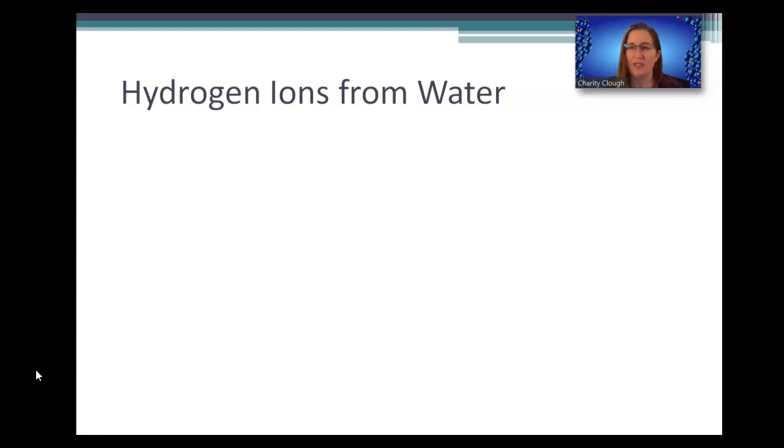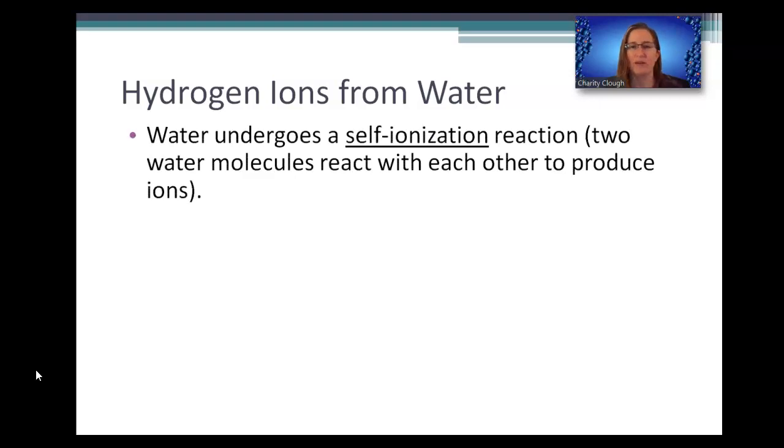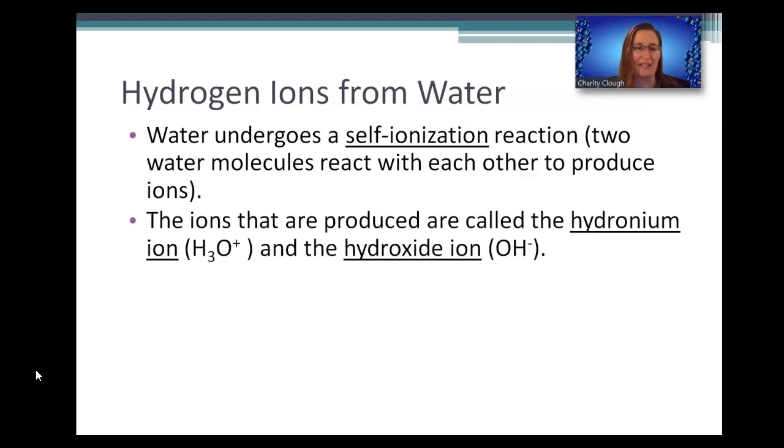Even when water is completely neutral, pure, nothing in it, something kind of strange happens with water. So water actually self-ionizes. What that means is that it actually breaks apart and comes back together, and what happens is it forms ions in the meantime. We talked about how water is such a polar molecule, and because of that, part of that molecule is positive and part of it's negative.